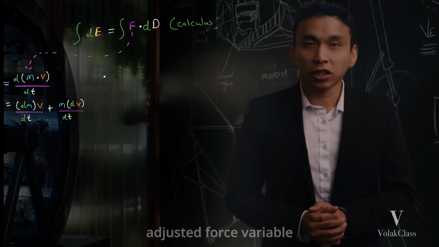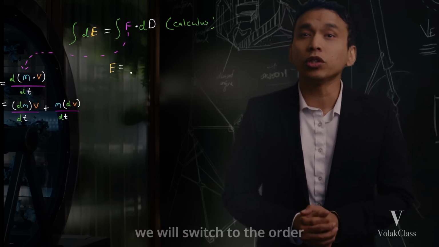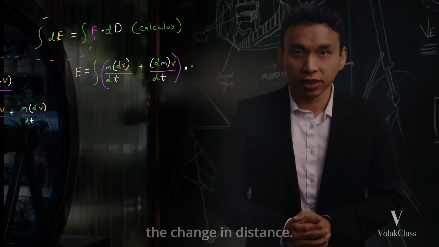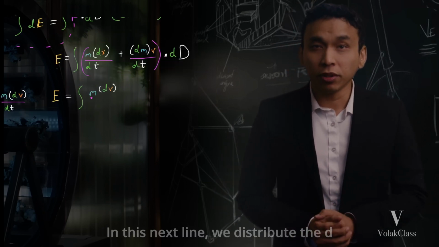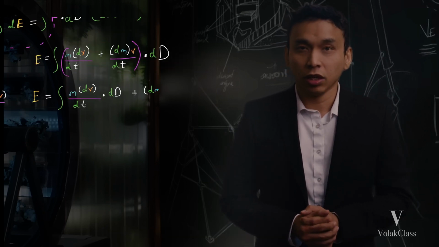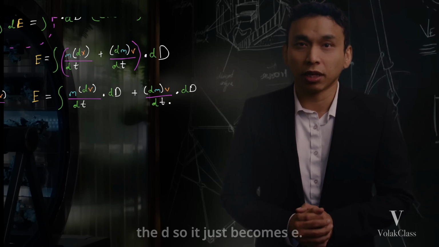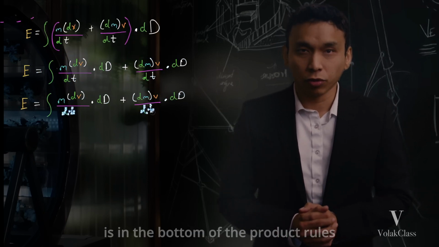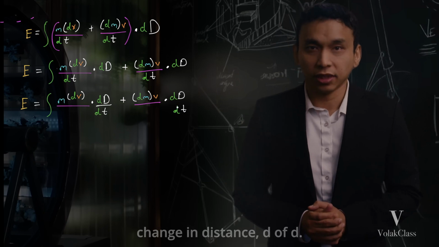We can insert this adjusted force variable into our main equation, but we will switch the order since it will be easier to read. This is all being times the change in distance. In this next line, we distribute the dD to the product rule of m times v. We will also integrate the dE so it just becomes E. Now we're going to shuffle the dt that is in the bottom of the product rules and put it underneath the change in distance, dD.